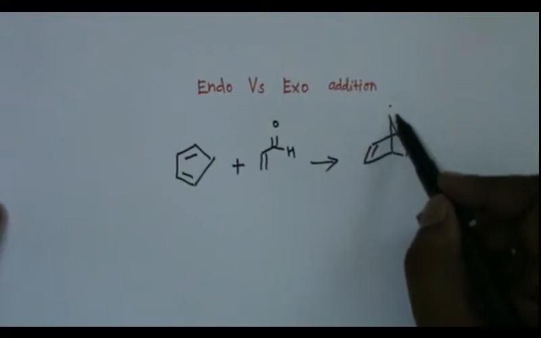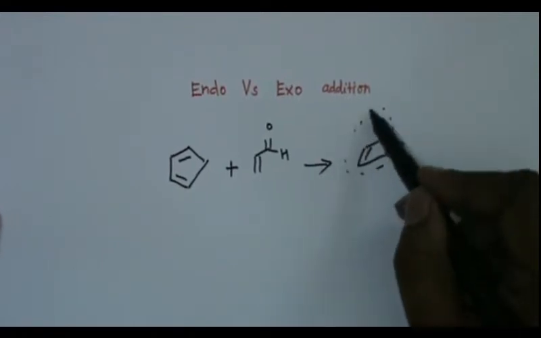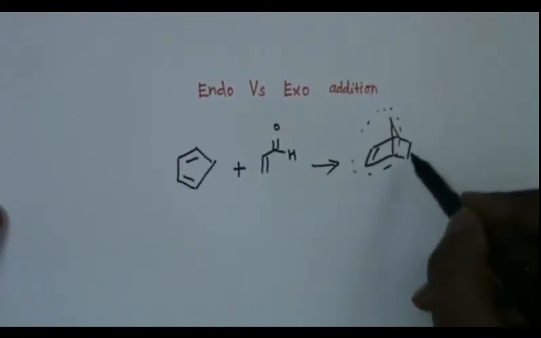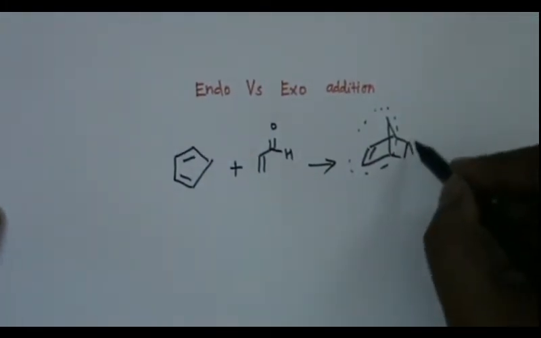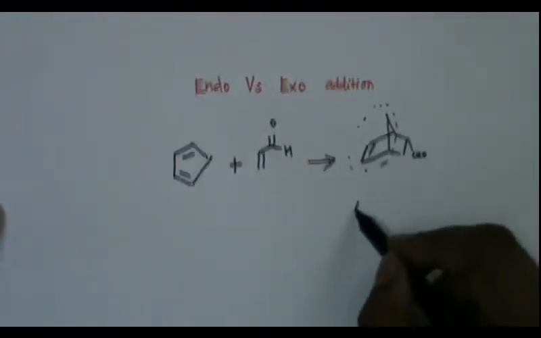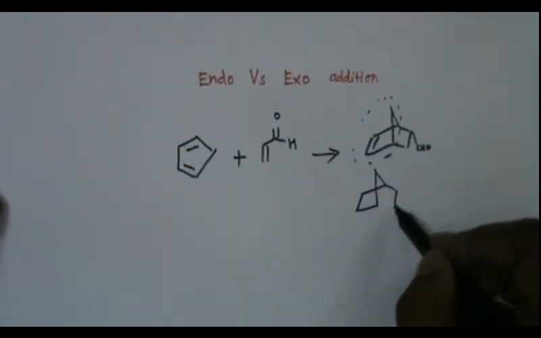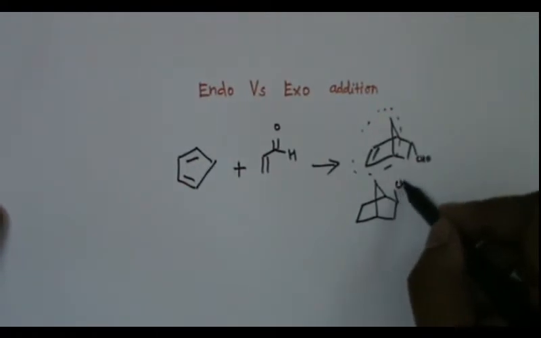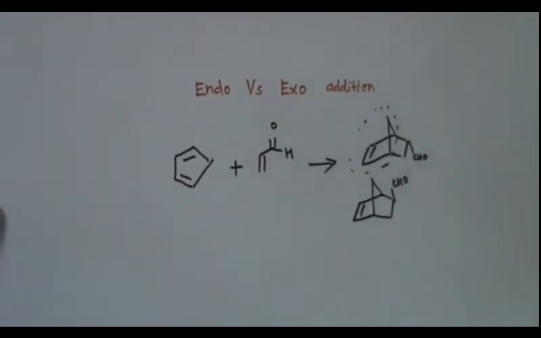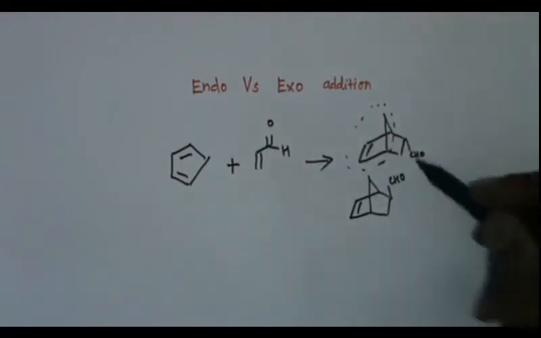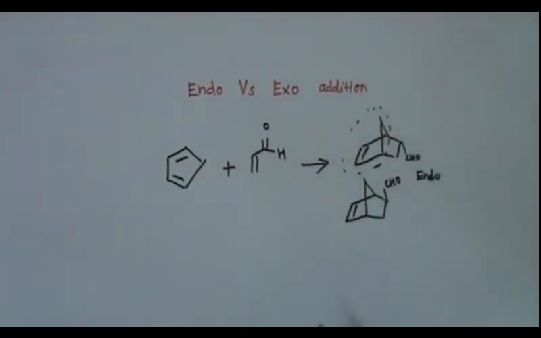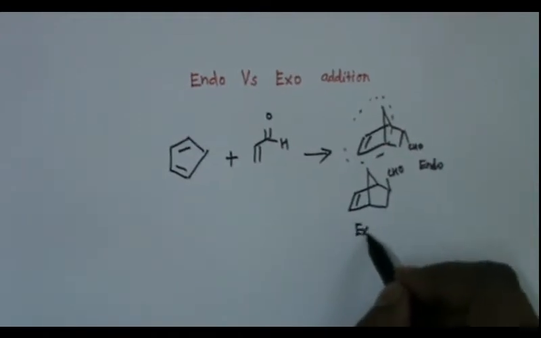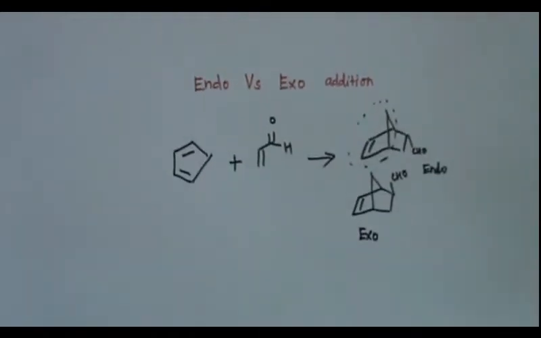So this is cyclopentadiene and this one is from the dienophile. Now the question is whether the CHO will be at the bottom or like this. So this is called endo, this one is exo. Which one is more favored?